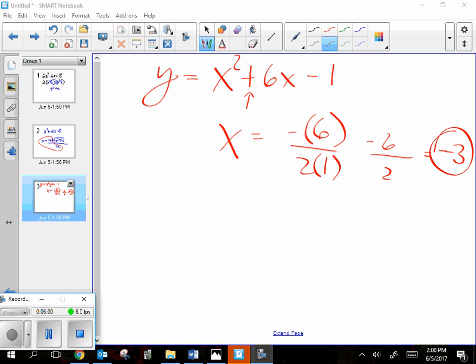Now that's not the vertex, though. We have to plug it in. Yes, that's the x of the vertex. Everybody figure out what the other part is. It's -3 comma something. I'll pause while you try that.